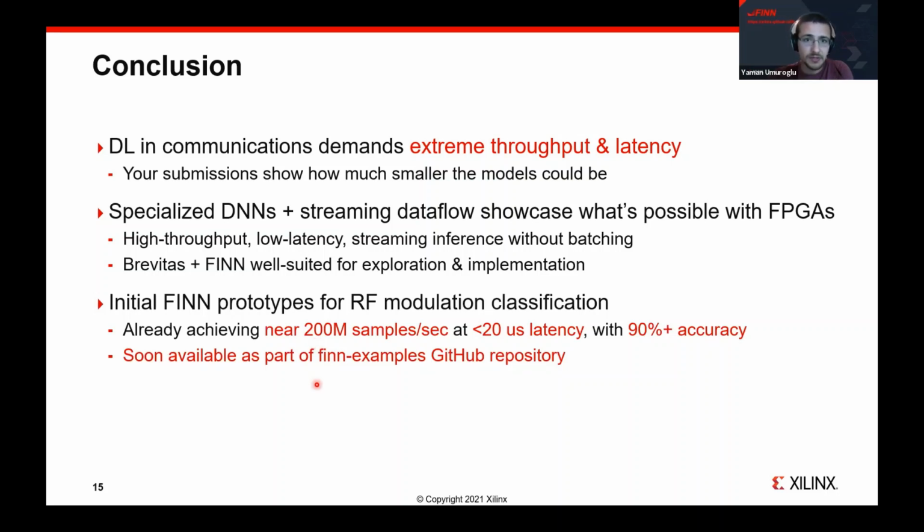In terms of numbers, we have shown you some initial FINN prototypes for RF modulation classification on RadioML 2018.1 that are already achieving near 200 million baseband samples per second at less than 20 microseconds of latency, with more than 90% accuracy in the high SNR regime. And we're also happy to announce that these will be soon made available as part of the GitHub repository that's called FINN Examples, which I'll post a link to in the chat.